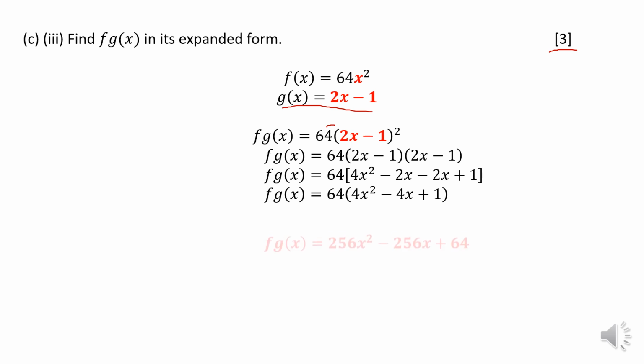And then later on, you get the final answer by multiplying throughout by 64. 64 times 4 is 256x squared, 64 times negative 4x is minus 256x, and 64 times 1 is positive 64. And this is what we're looking for in this particular question.